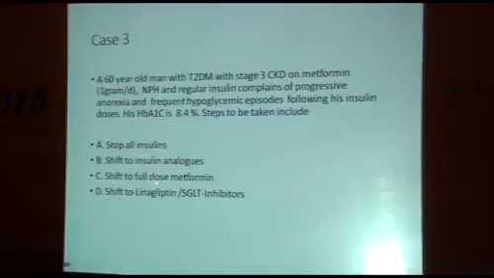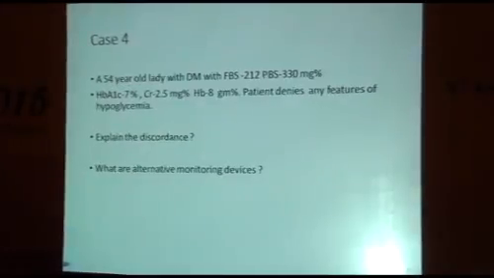We won't be going for full dose metformin if he is in stage 3 CKD, and there is an option that he may go on to linagliptin in this case. We go to the next scenario.